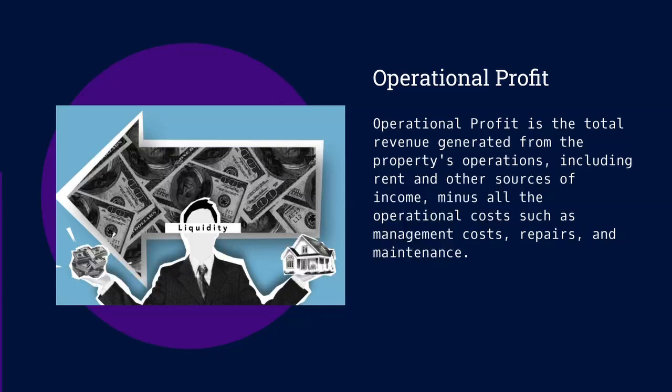So we will evaluate 3 property indicators. The first one is operational profit. Operational profit is the total revenue generated from property operations, like for example rent or other sources of income, minus all the operational costs such as management costs, repairs, and maintenance, right? So it's everything that is related directly to the property, right? Management costs, repairing the property, maintenance, cleaning, I don't know, exterior. I mean, all those costs that are directly allocated to the property, right? So that's operational income, operational profit.